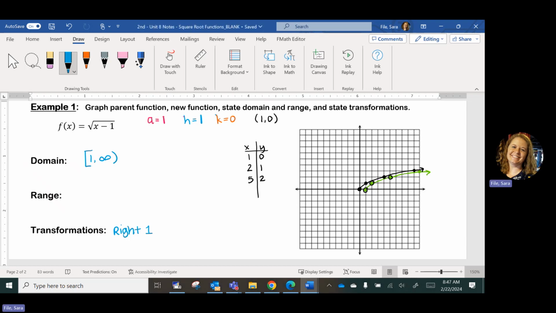What about the range? What is the lowest value of this graph in the green graph? The y value here, the lowest? What is the y value here? 0. And it goes up forever.